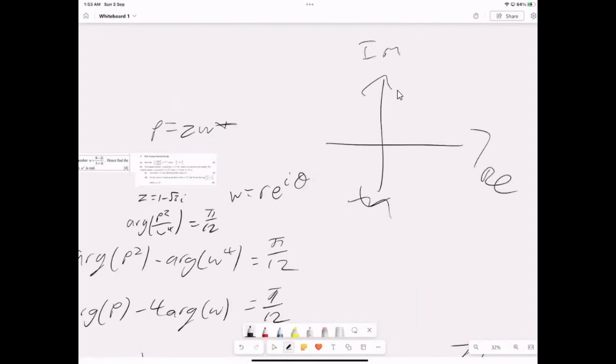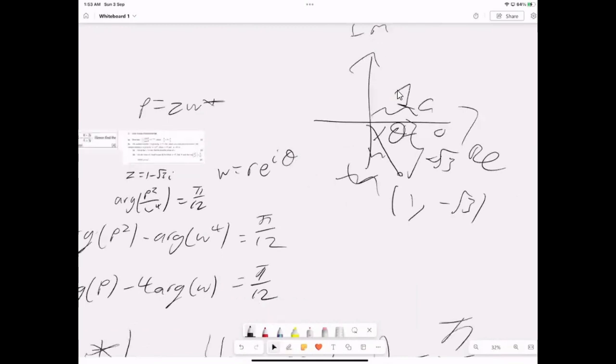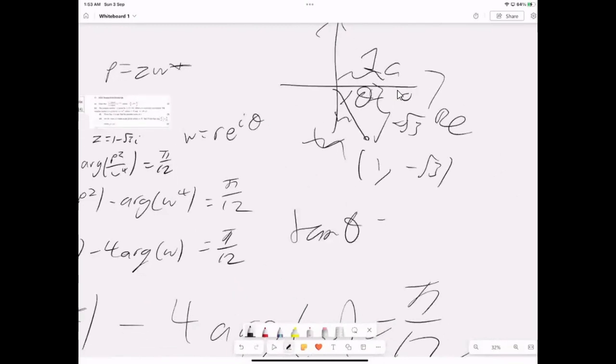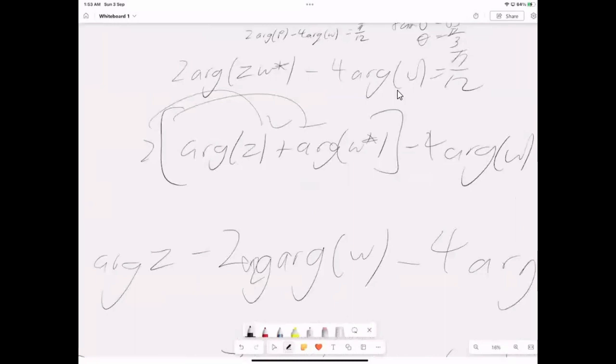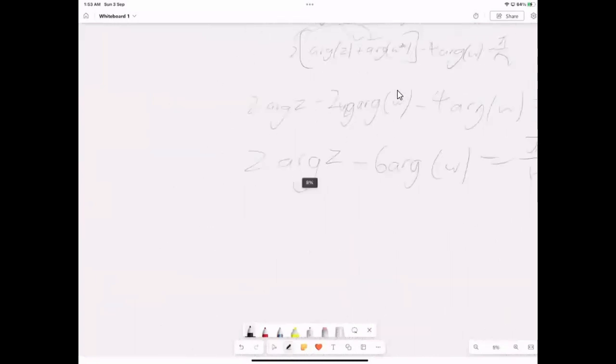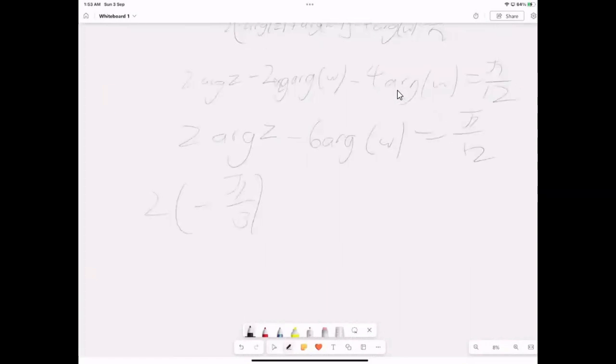So let's find the argument of this. We know that this is 1 minus square root 3 i, minus square root 3, and then we have 1. So tangent theta equals square root 3, theta equals pi over 3. We know the argument of z is negative because we're looking below. So 2 minus pi over 3 minus 6 argument w equals pi over 12.